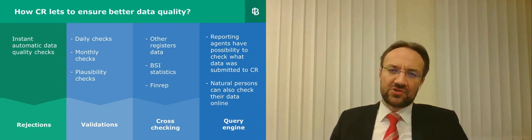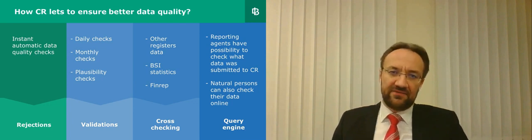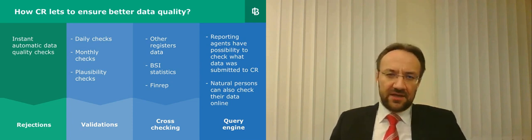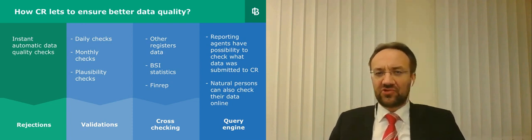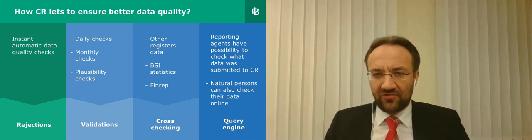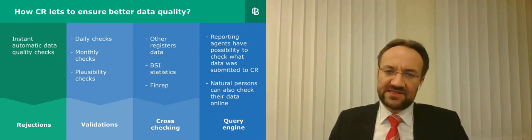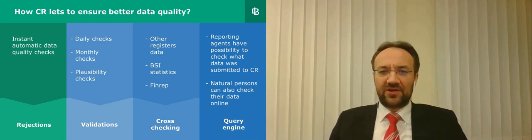In addition to this, plausibility rules are also implemented, and they allow us to compare data with data of previous months, and this helps to prevent systematic error occurrence. In addition to validation and plausibility rules, cross-checking is also done. For example, counterparty data is checked with data from the register of legal persons and the register of natural persons. Or another example, credit data is checked with balance sheet statistics reporting and FINREP.